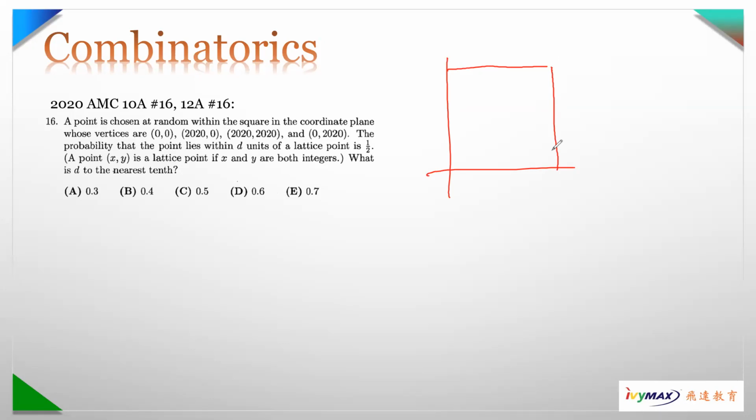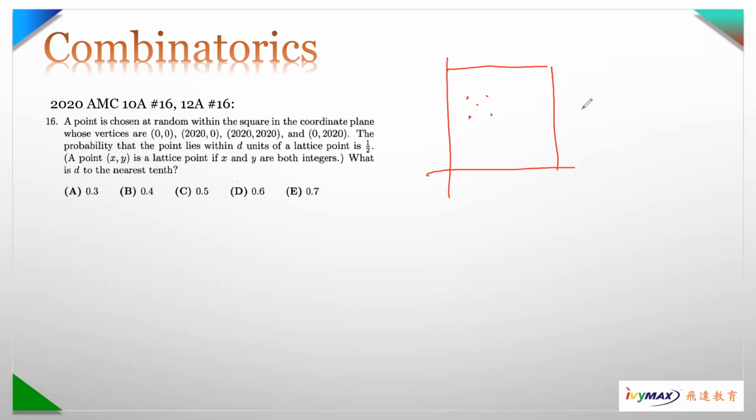Okay, so this is a lattice point. If I choose a point randomly, the probability that this point is within d units of a lattice point is 1/2. Since each little unit square is totally equal, every one of the unit squares inside the big square should have an equal chance.